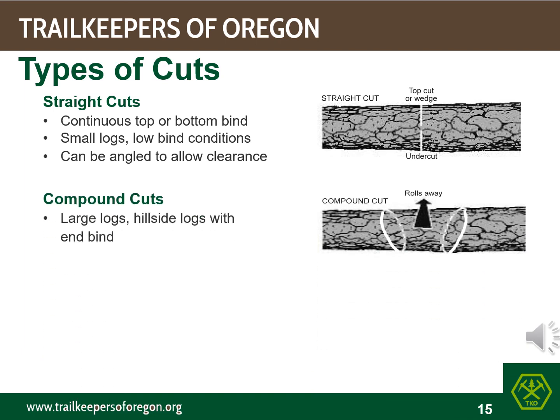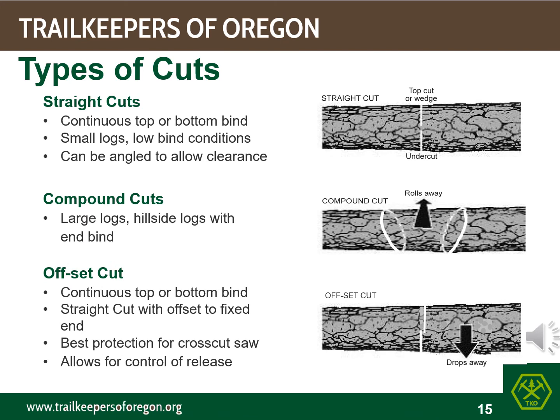Compound cuts are more technical, but can be very effective for controlling the cut piece during the release. Offset cuts are generally necessary to protect the saw during the release. They require a bit more skill for the saw team. These are the most common types of cuts for a sawyer team. We will discuss some other types of cuts during the Forest Service certification class.